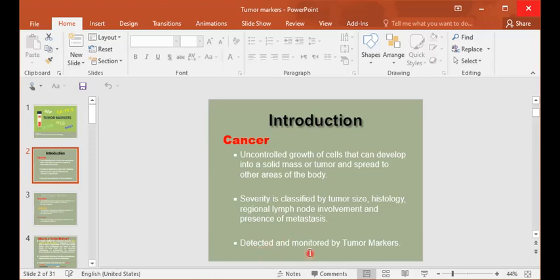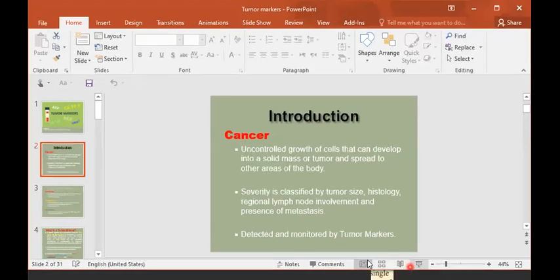Cancer is detected and monitored by tumor markers. We can detect the cancer and monitor the cancer, which means that we can monitor the progress of the disease before and after treatment by tumor markers. So tumor markers can be diagnostic and prognostic. Both diagnostic and some of them are prognostic. Diagnostic because they diagnose a certain type of tumor, and prognostic because we can use it for follow-up of the patient before and after treatment when the tumor size is decreased. For example, the tumor marker level will drop, and so we can monitor the improvement of the patient.